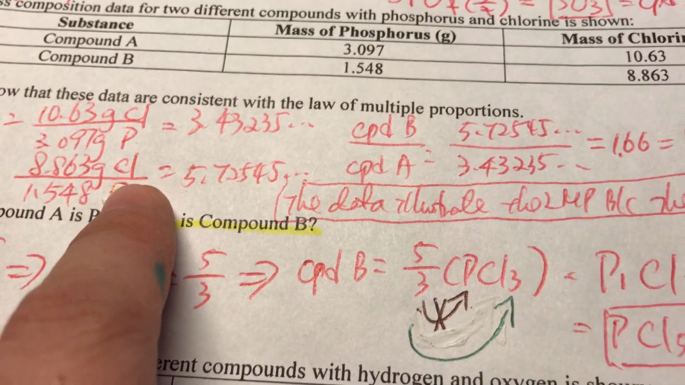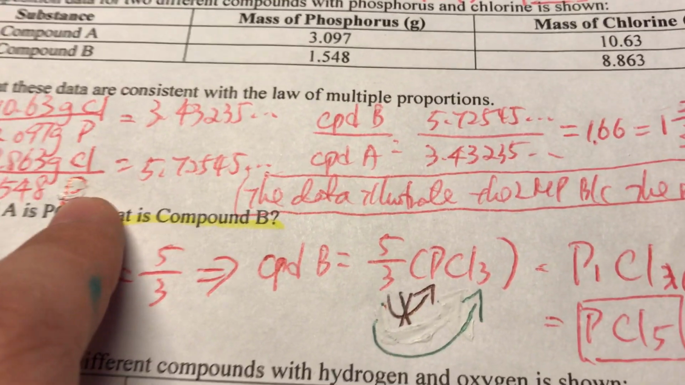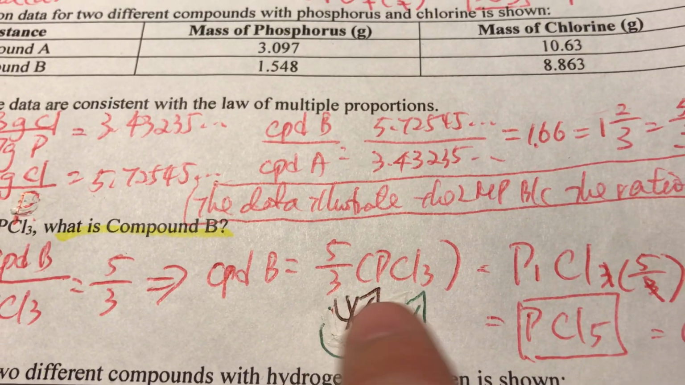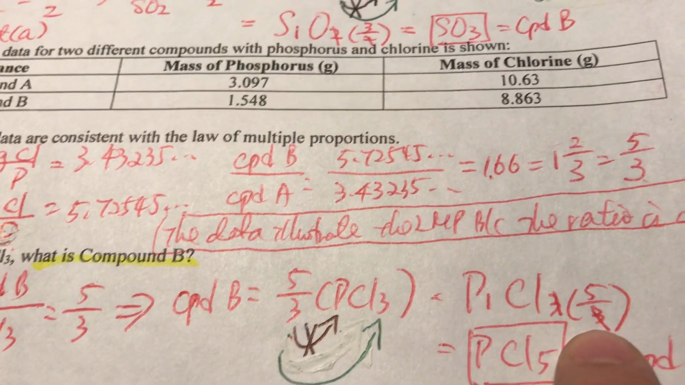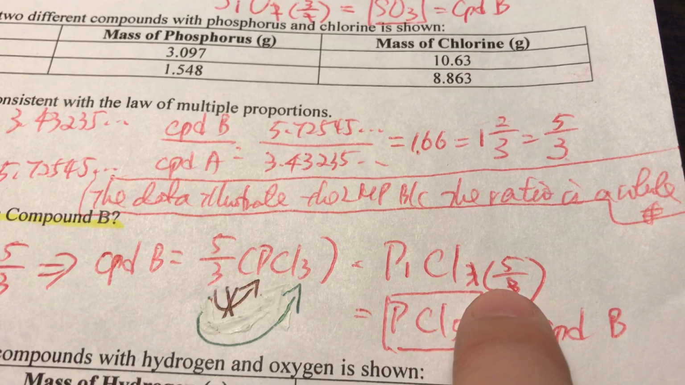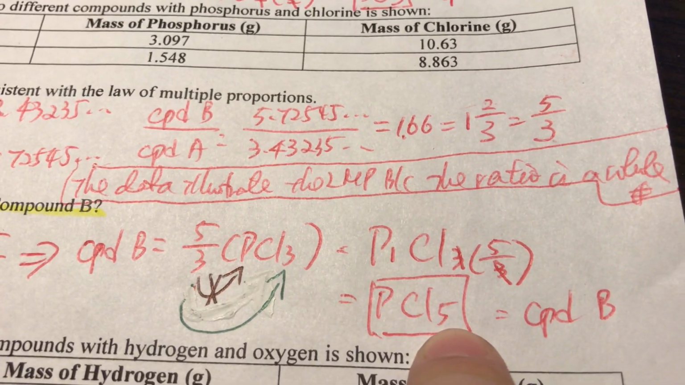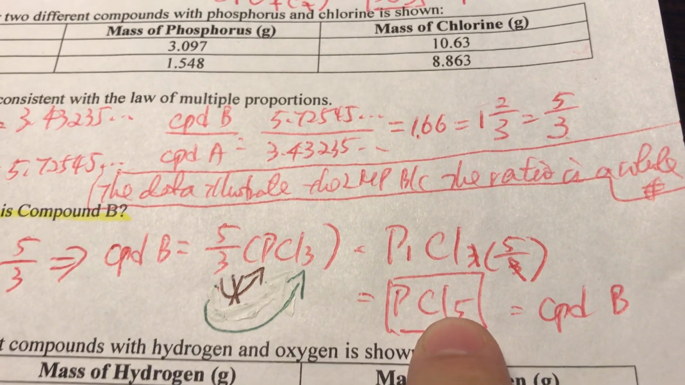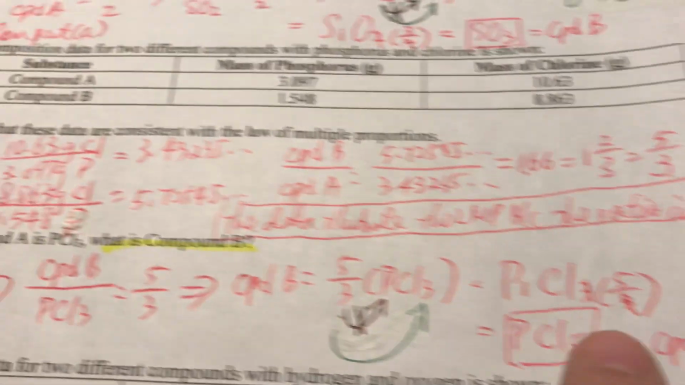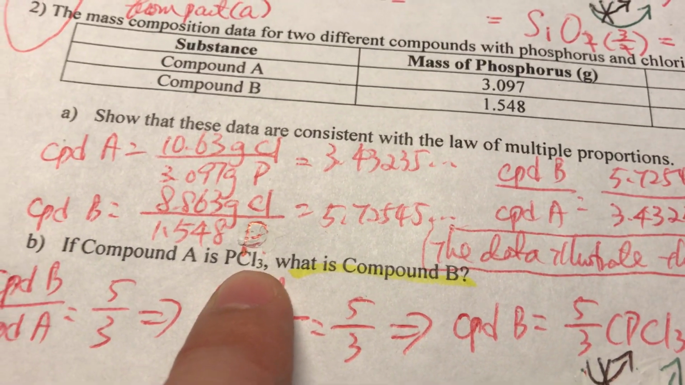But Cl is on the top, so we have the definition of how many Cl per P. So my Cl can be changed. So 5/3 will multiply to the 3. So Cl3 and then multiply by 5/3. 3 and 3 will be cancelled. So my final formula will be PCl5 for compound B. So it means I get 5 Cl per P in compound B, and I get 3 Cl per P in compound A.